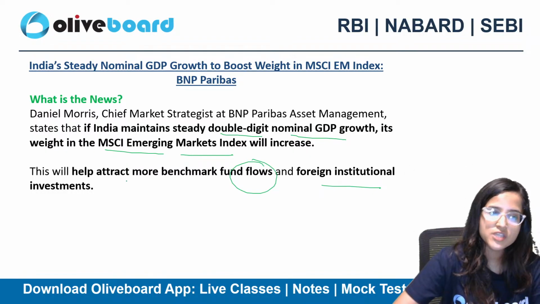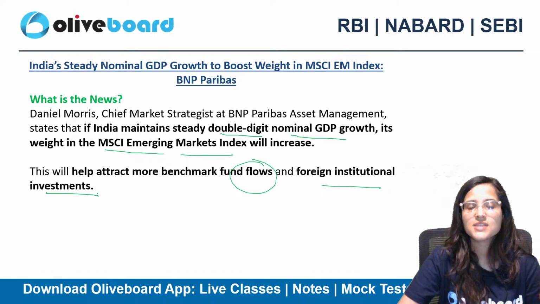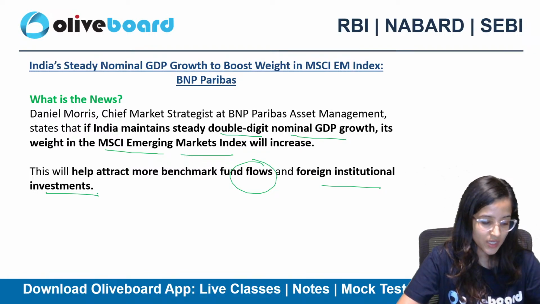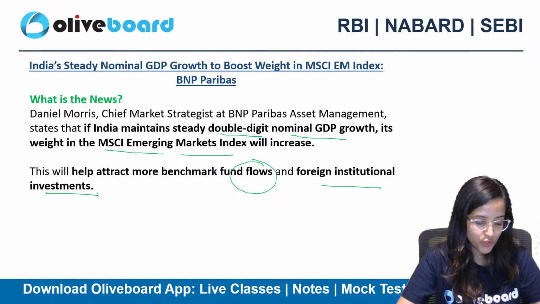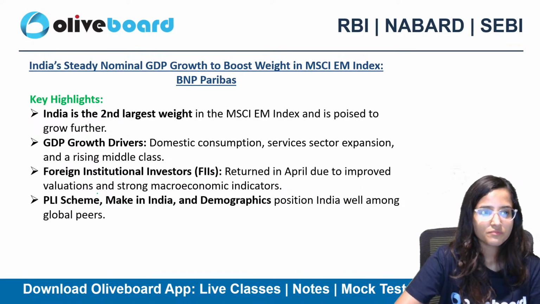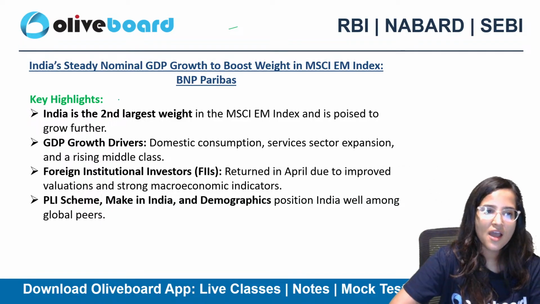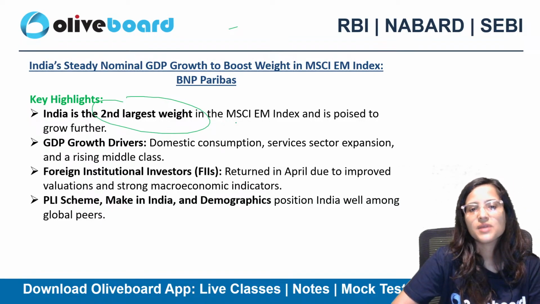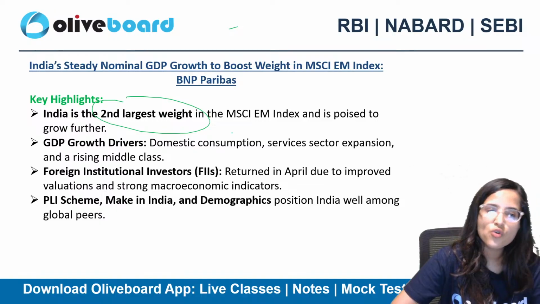And if our weight increases in this MSCI Emerging Markets Index, then this will help us attract more fund flows. Foreign institutional investments will increase if our performance in this index increases. Then we are going to have more and more funds. Our performance will automatically be better. Okay? Right now, India is the second largest weight in the MSCI EM Index, and it is poised to grow even further.